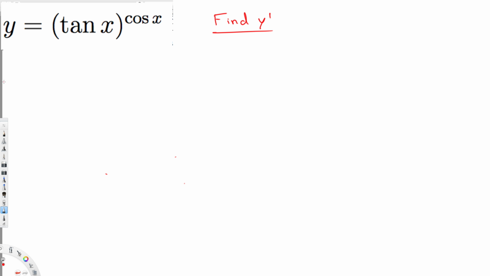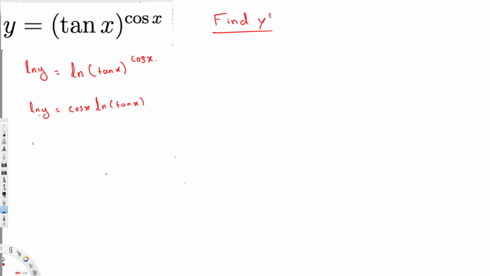If I take the ln on both sides, what's going to happen is ln y on one side, and the other side is going to be ln of tan x to the power of cos x. Since we have the cos x as an exponent, we can bring this cos x in front of the ln. That's a general concept. So it's going to be ln y is equal to cos x ln tan x. Now what I can do is find the derivative.